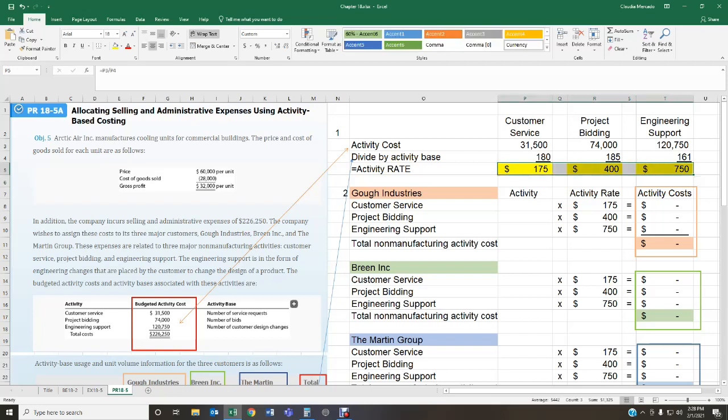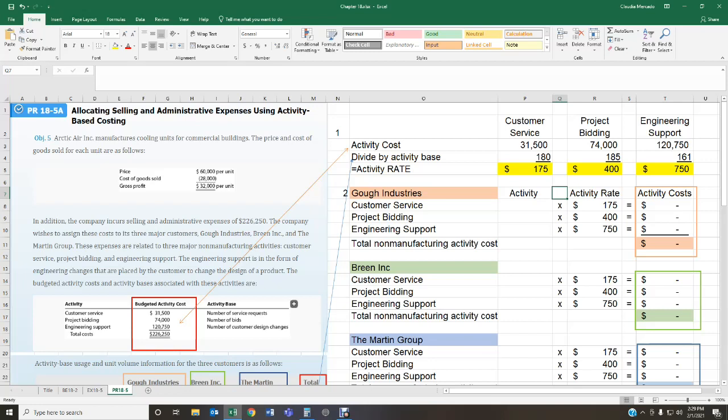So these numbers are my activity rates. For every customer service request, I'm going to pay $175. For every project bid, $400, and for every engineering support, I'm going to allocate $750. Those are my rates. Those are not going to change. So what I did here is I populated that information. I copied it over. I've got 3 customers: Go, Bryn, and the Martin Group. And I've got 3 different activities, the same for the 3 customers. You've got customer service, project bidding, and engineering support.